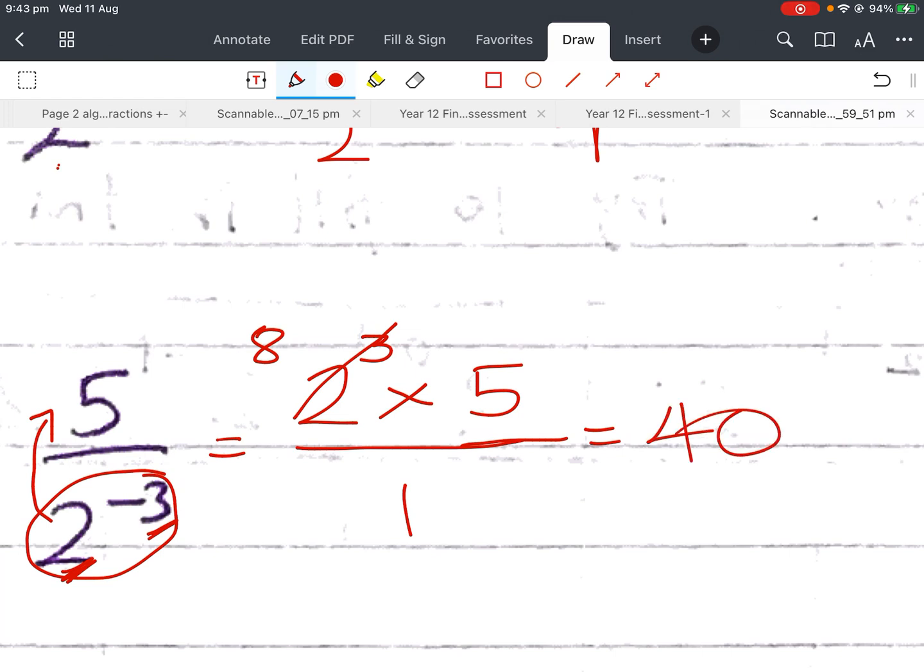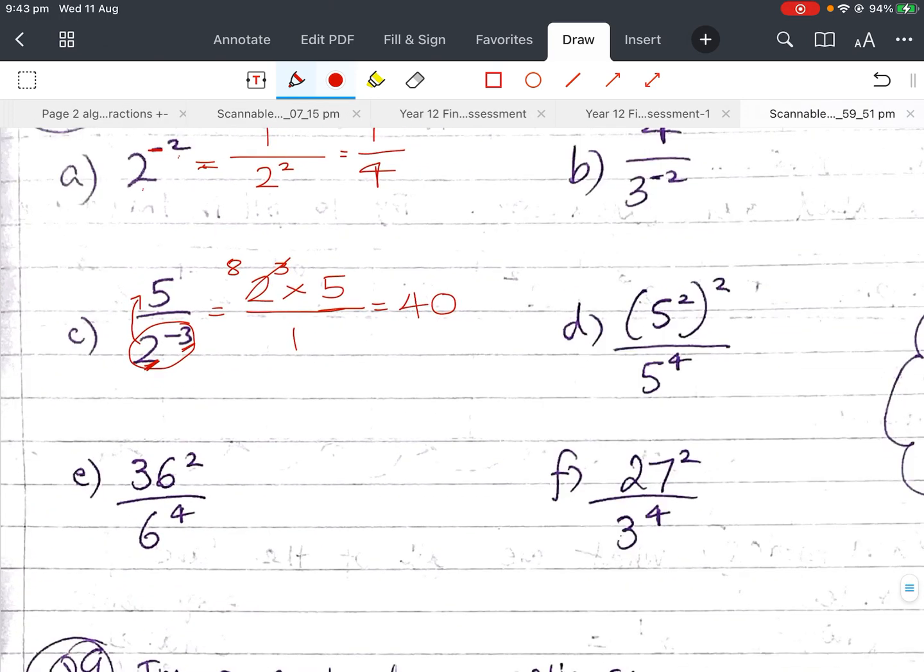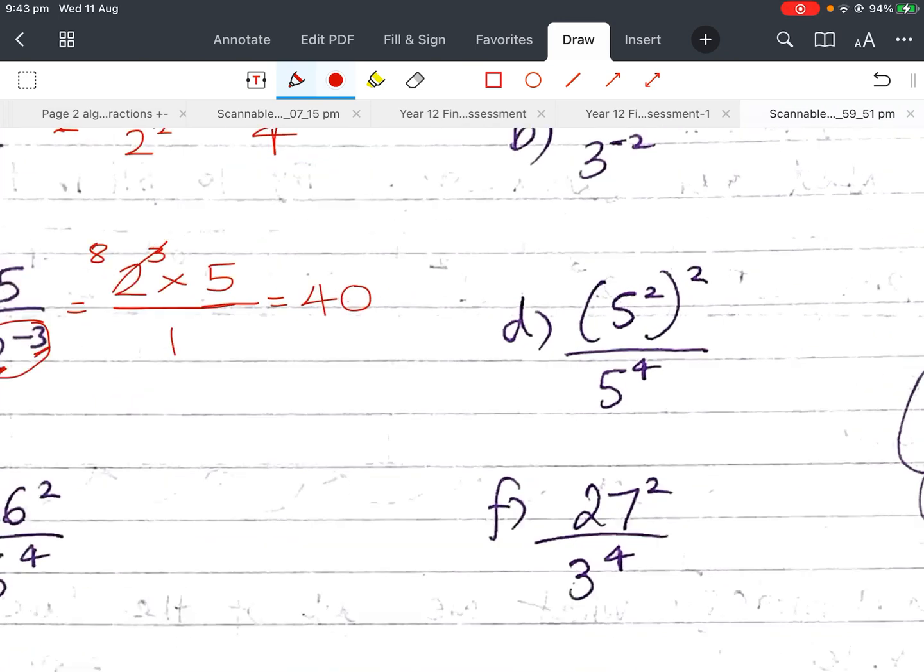Hopefully you said 40. Now your calculator will do that for you, but of course if it asks you to do it without a calculator, you have to show that you understand the index laws. Right, let's have a go at D.